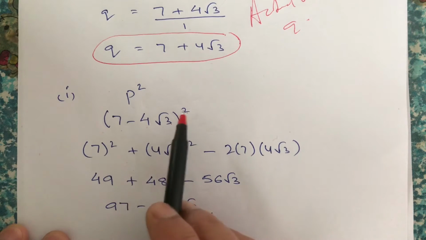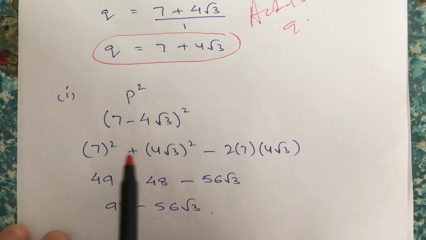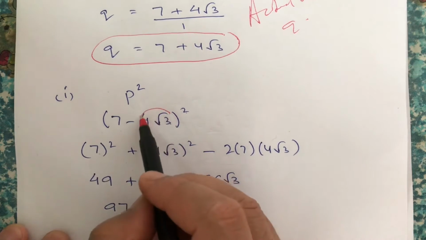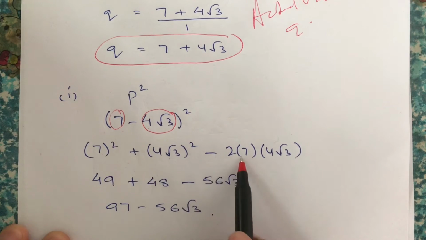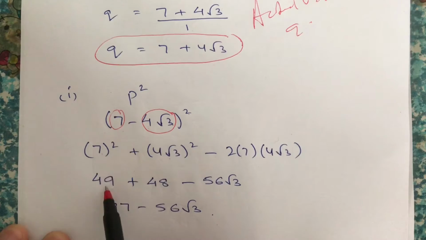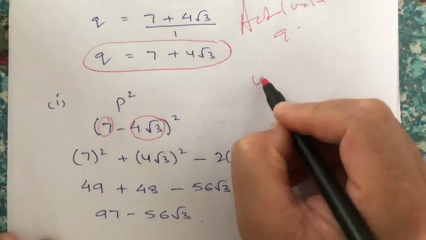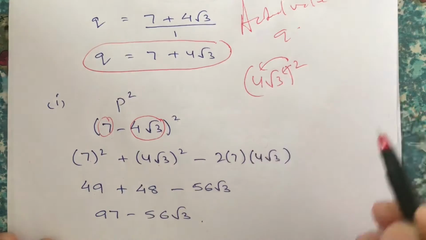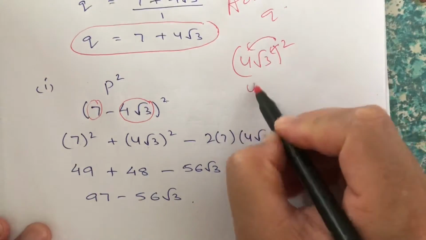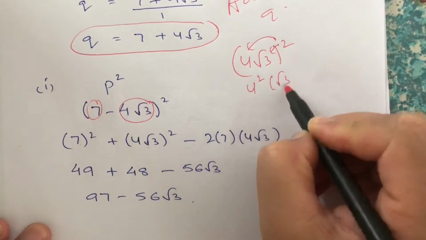There is a minus and there's a square, which means it's the second formula. So first squared plus the second squared minus 2 into the first into the second. Now 7 squared is 49. Now when I solve this, as I've already told you, the square is for the 4 also, and the square is for root 3 also. So I write 4 squared and I write root 3 squared.